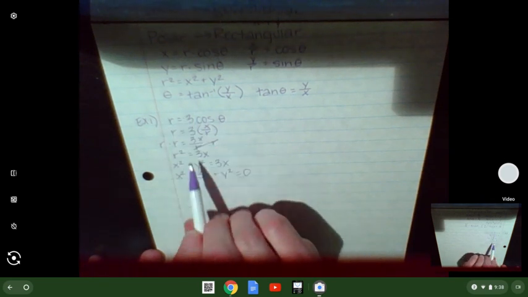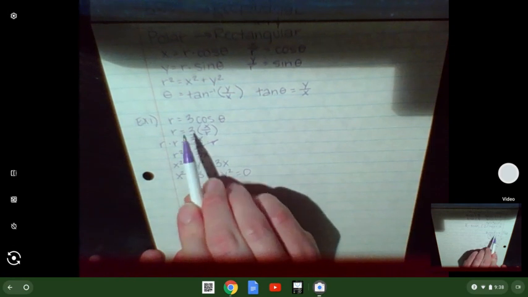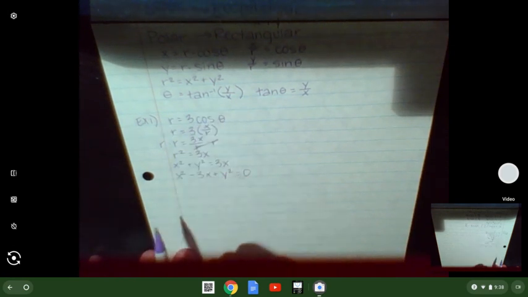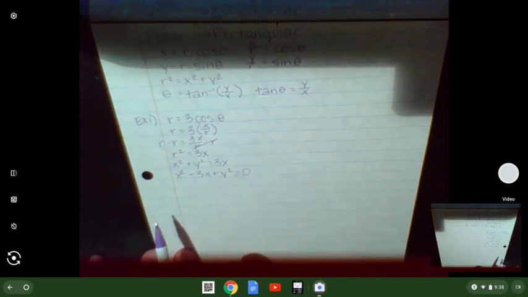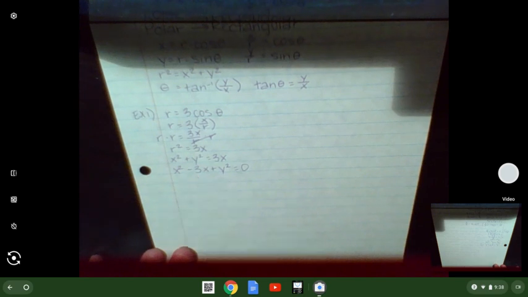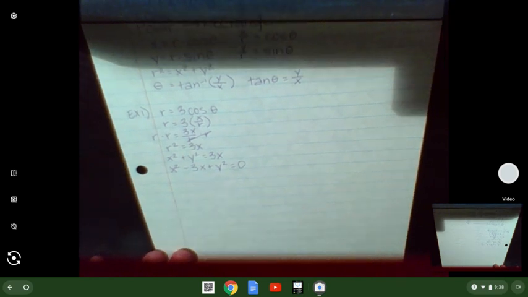Circles are one of those equations that are actually more easily represented in polar form. But this polar equation, r equals 3 cosine theta, is the circle that has the rectangular equation x squared minus 3x plus y squared equals 0.